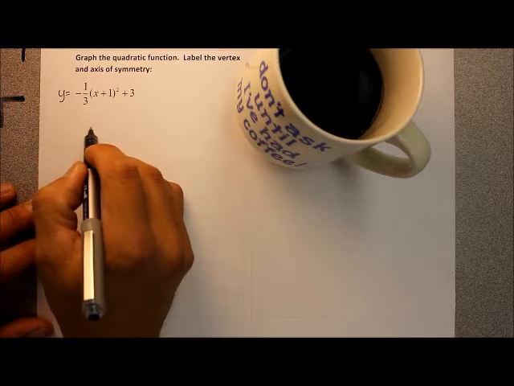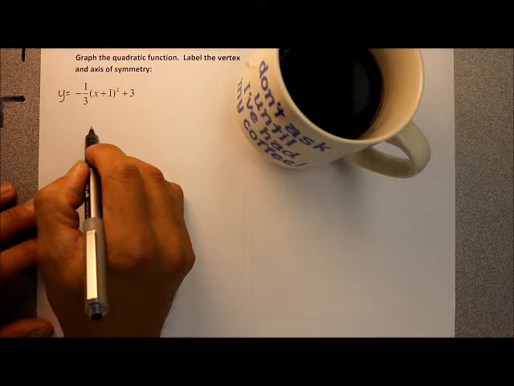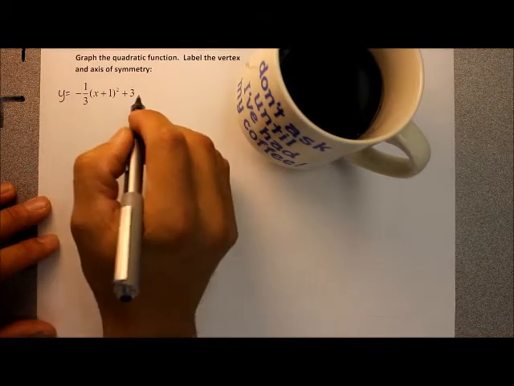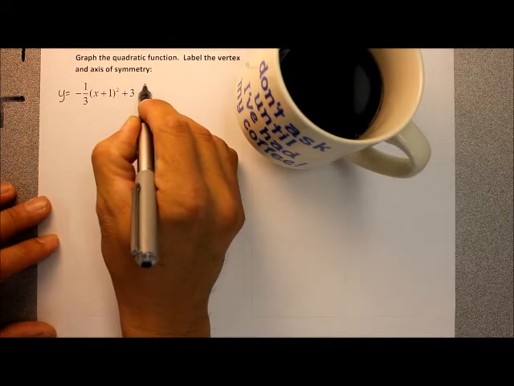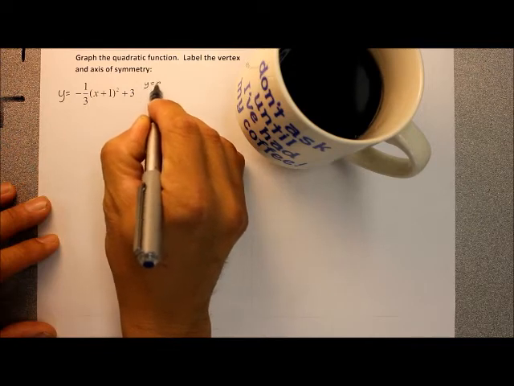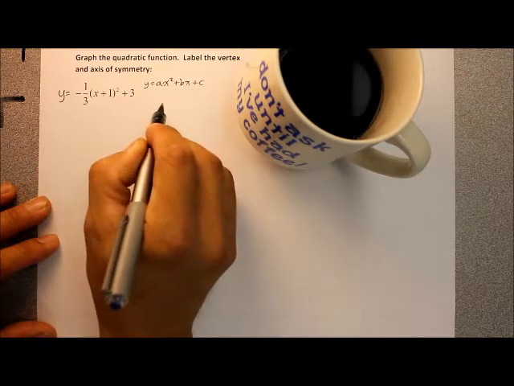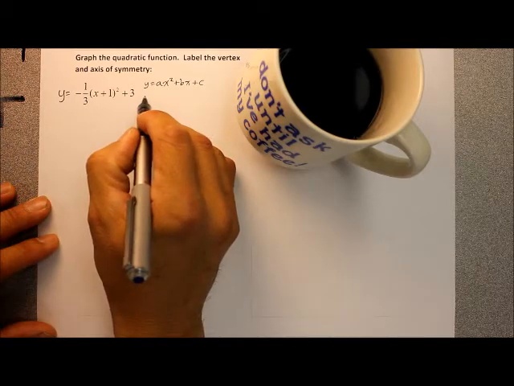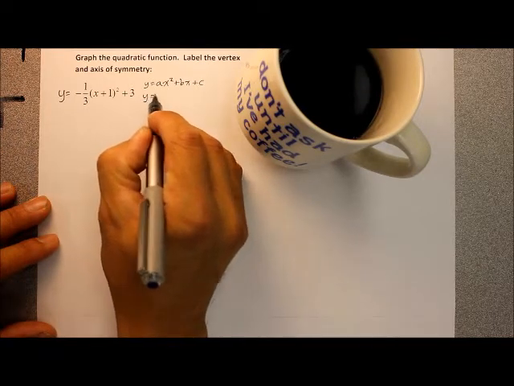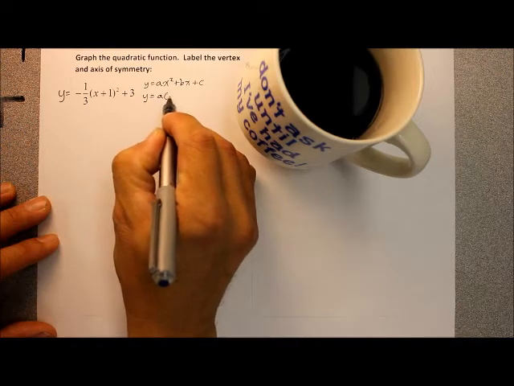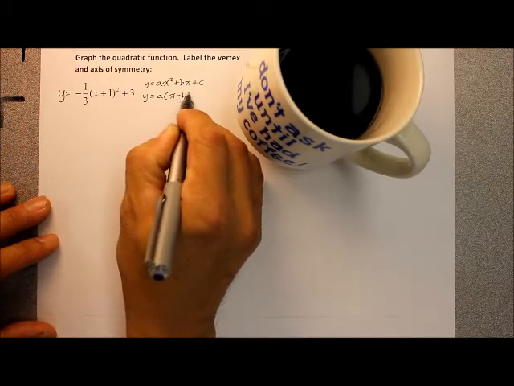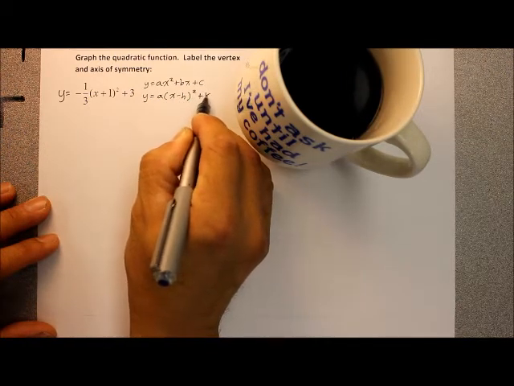This instructional video is about graphing quadratic functions, particularly those in vertex form. The last series we talked about was standard form, which was y equals ax squared plus bx plus c. This time we're going to talk about vertex form, which is y equals a times the quantity of x minus h squared plus k.